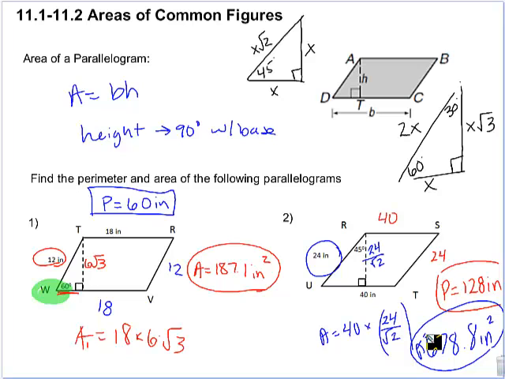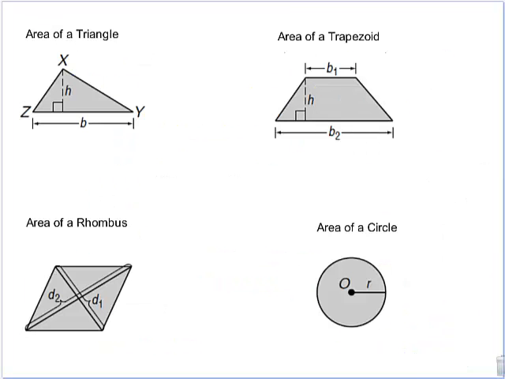Okay, so parallelograms. What are those? Triangles. How do we find the area of a triangle? Half what? That's a triangle right there. One half base times height, area of a triangle.